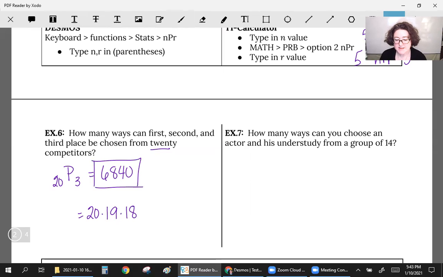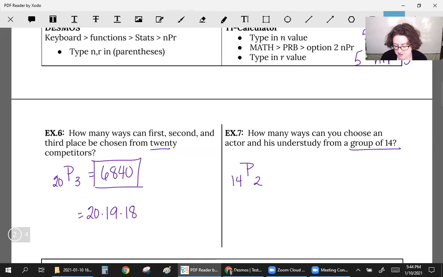Alrighty. Example 7, how many different ways can you choose an actor and his understudy from a group of 14? So again, does the order matter? Well, yeah, the main actor is kind of the first place person, and then second place person is understudy. They're still responsible for learning the lines, but they're probably not going to be front and center unless something unfortunate happens to the main actor. So again, we have a group of 14 to choose from. So 14P, and we're just choosing groups of 2 people.